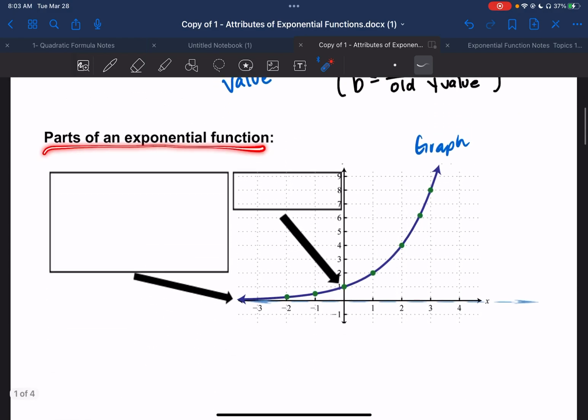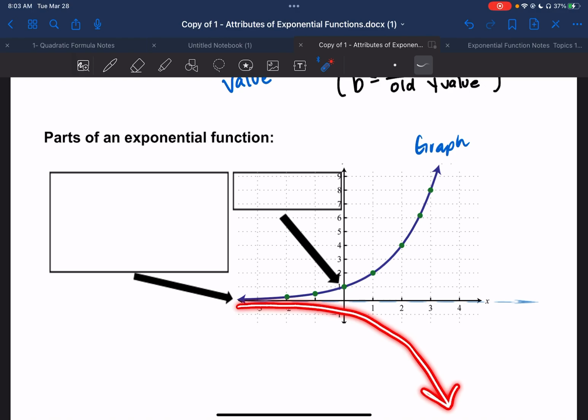All right, let's look at an actual graph for an exponential function. So we have parts of an exponential function. We've got to figure out, what does this mean and what is this dashed line right here? This is what your graph looks like for an exponential function. It'll go like this, and the other way we'll see it will go down like this. So we have two ways we'll see it. Right now, this is a positive one.